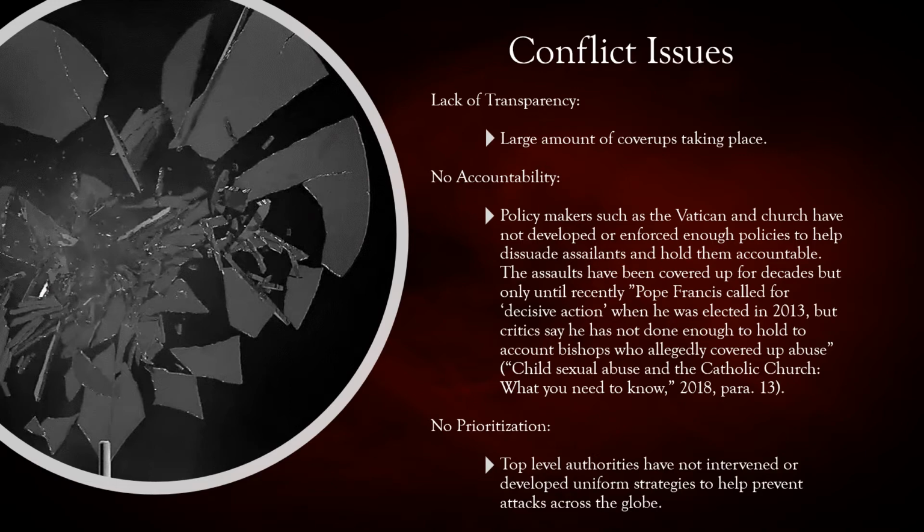them accountable. The assaults have been covered up for decades, but only recently did Pope Francis call for decisive action when he was elected in 2013, but critics say he has not done enough to hold to account bishops who allegedly covered up abuse. This leads to the issue of no prioritization for this conflict, since the top-level authorities have not intervened or developed uniform strategies to help prevent attacks across the globe.